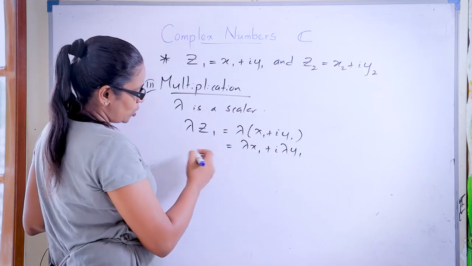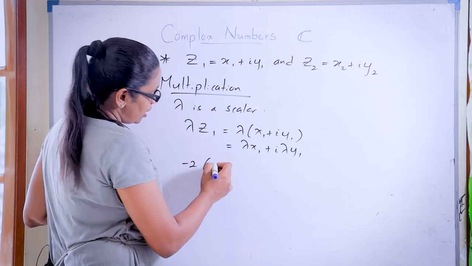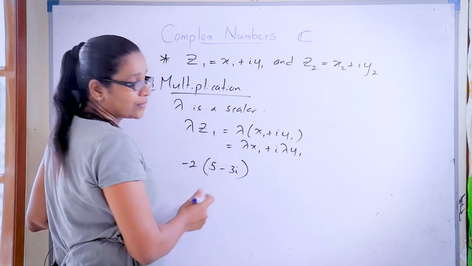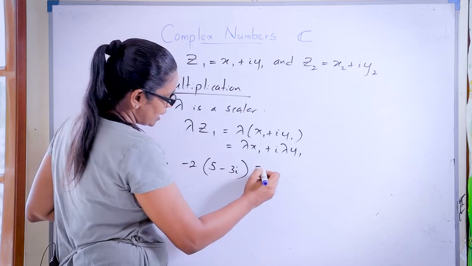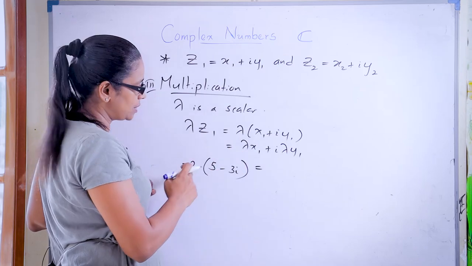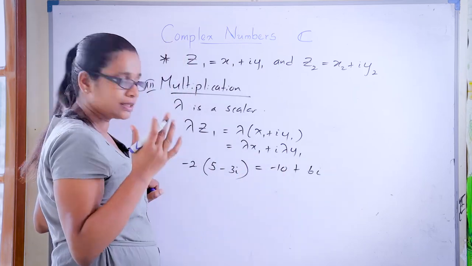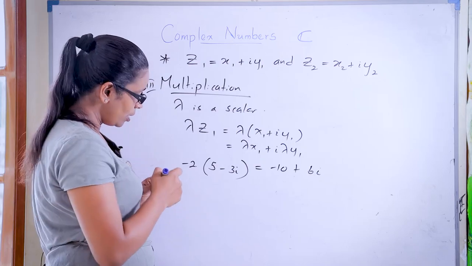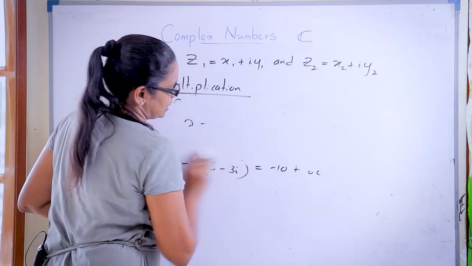Okay, so think about this one. Lambda is minus 2, times 5 minus 3i. That's a complex number. You are going to multiply it by minus 2. So you can just multiply both terms by this one. Minus 10 plus 6i. It's very easy. Now, how to do the multiplication between two complex numbers.